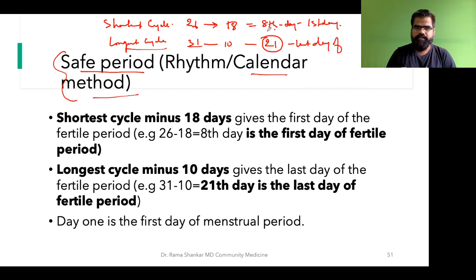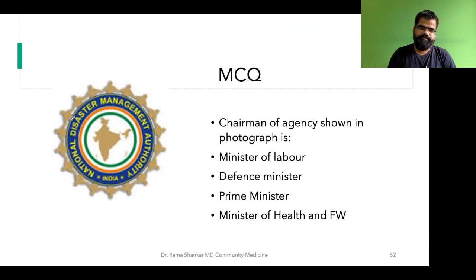So you can say between 8 to 21 is the fertile period, and beyond that, days are not fertile. Okay. So this is the way we interpret safe period.